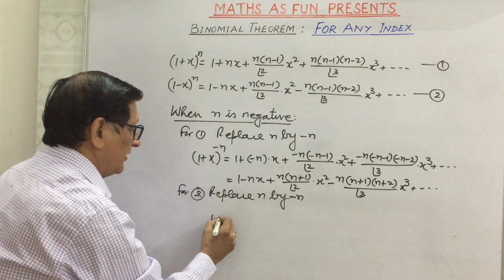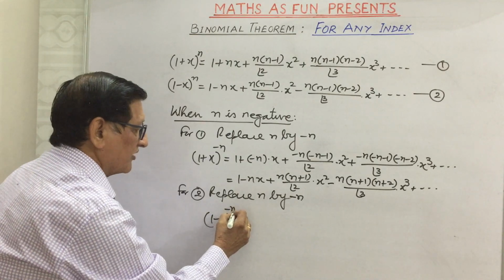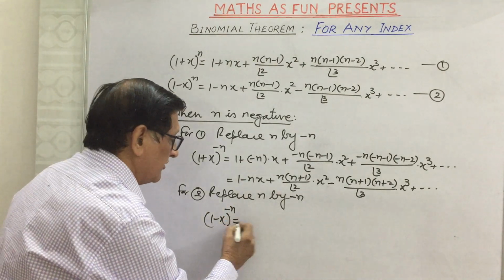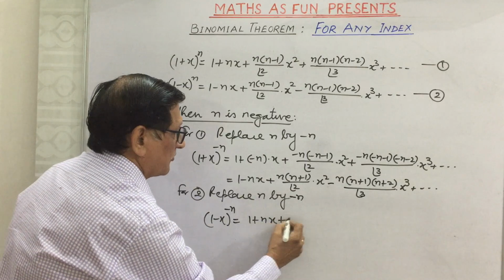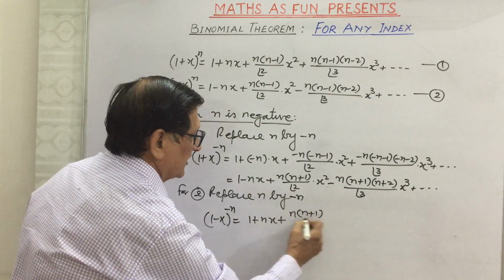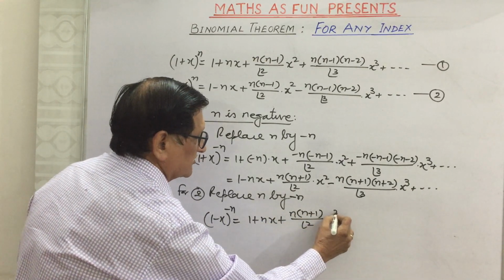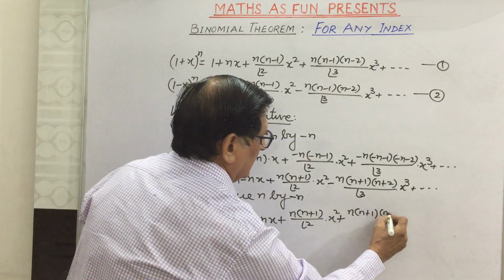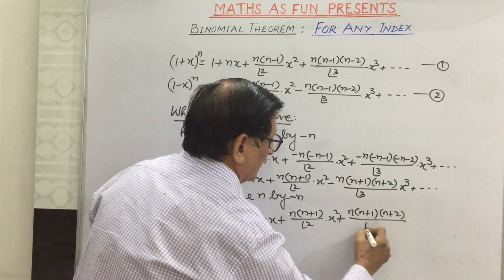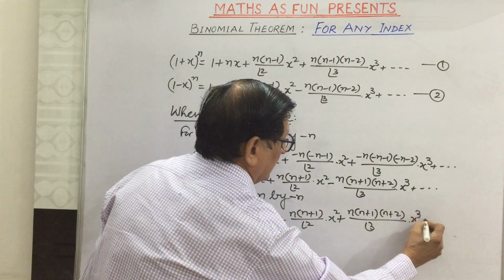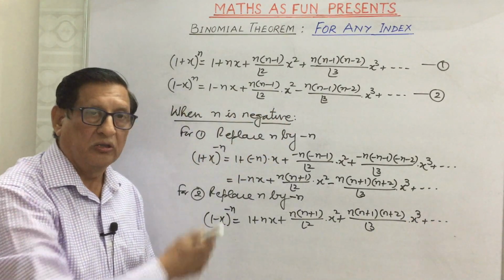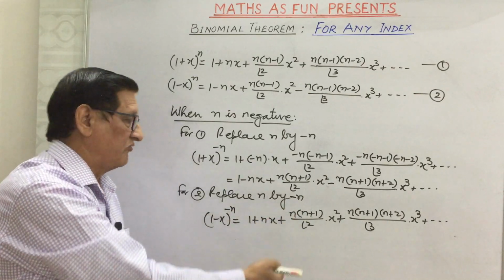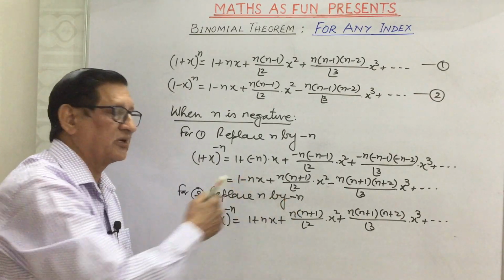Then this will become 1 minus x power minus n. It will be 1 plus nx plus n into n plus 1 upon factorial 2 into x square plus n into n plus 1 into n plus 2 upon factorial 3 into x cube plus so on. All the terms will become positive. Why? Because minus into minus will make it plus.